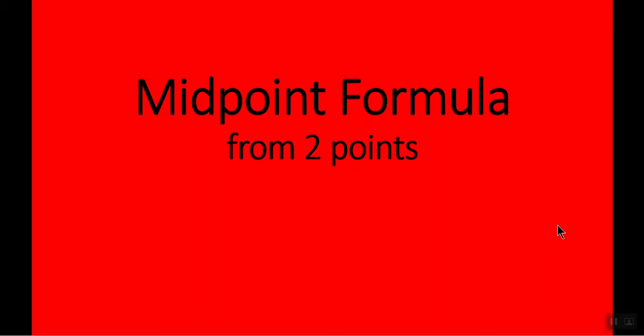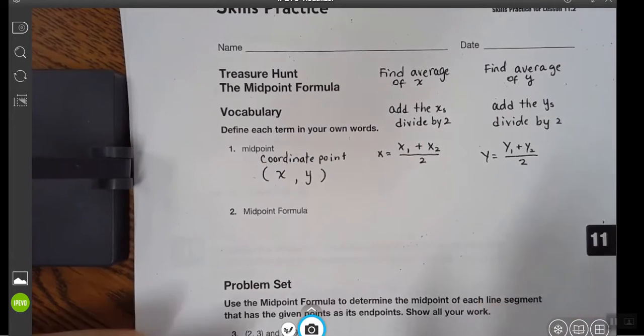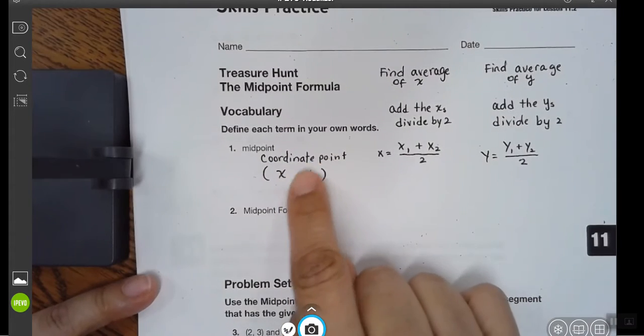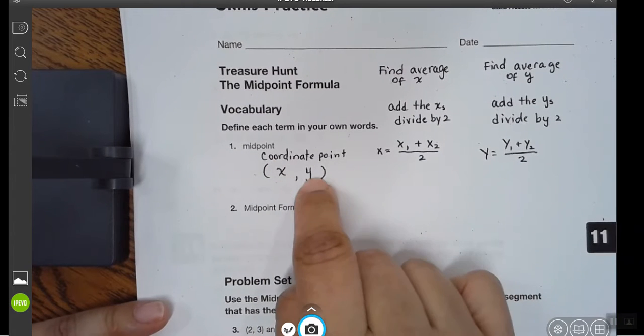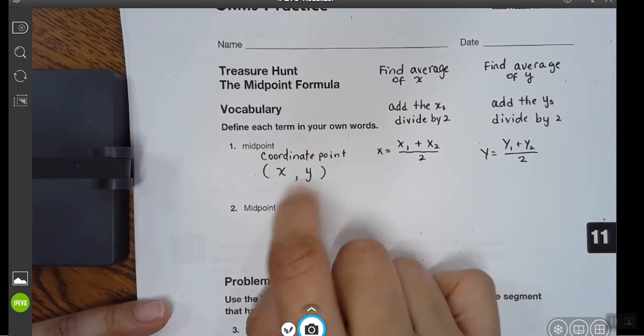Alright, welcome students. In this video, we're going to be looking at the midpoint formula between 2 points. Here we go. First thing I stated in class was that the midpoint is a coordinate point, which means it's an x and a y. It's not just one number.